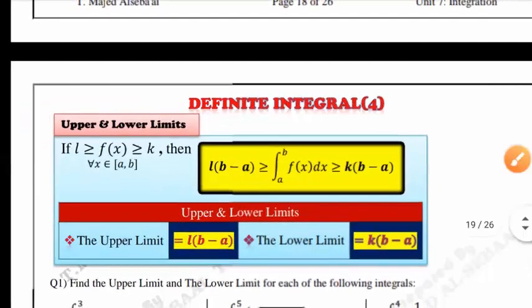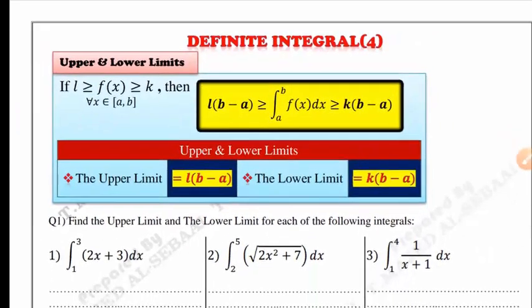New thing. It is also definite integral, lesson number 4, but it is about the upper and lower limits. And this is really important. It's more important than the comparison theorem, the one that we just finished. Why? Because it is frequently in the exams. Okay, let's just explain it.